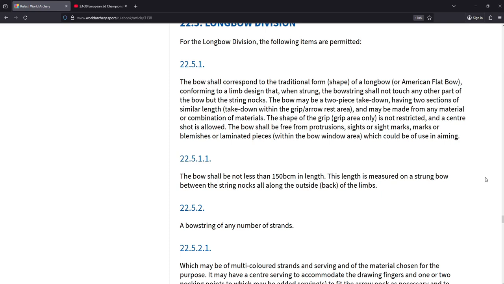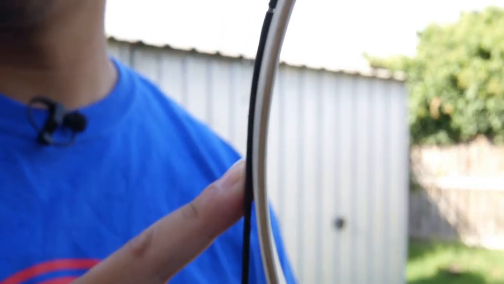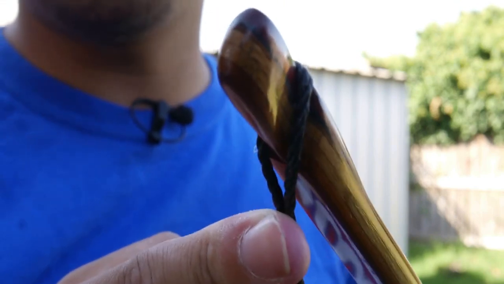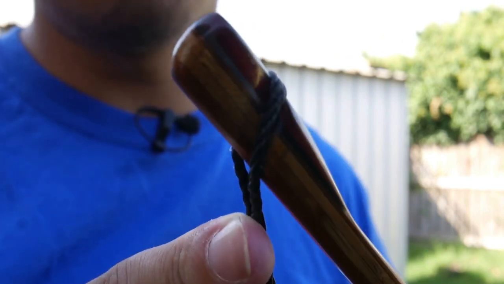The bow should correspond to the traditional form or shape of a longbow or American flatbow, conforming to a limb design that when strung, the bowstring should not touch any other part of the bow but the string nocks. Now, with a recurve bow, the limbs curve away from the archer, so when strung, the string will make contact with the limb itself. There's a string groove near the tip of the limb, and that's what makes the slap sound when the bow is shot. A longbow does not have that contact point, so the string does not touch the limb apart from the tip of the limb. That's unique to longbow.